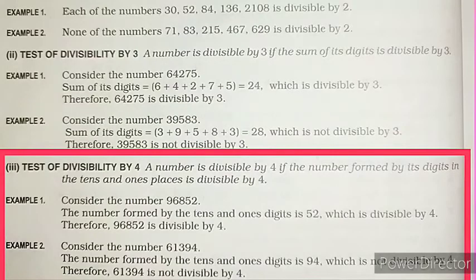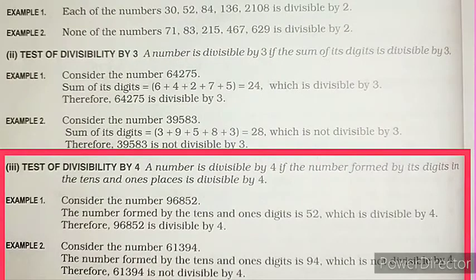Now coming to the divisibility test by 4. How can we tell whether a number is divisible by 4 or not, by seeing the number only? The rule is: a number is divisible by 4 if the number formed by its digits in the tens and ones places, the last two digits, is divisible by 4. If the last two digits are divisible by 4, then the whole number is divisible by 4.